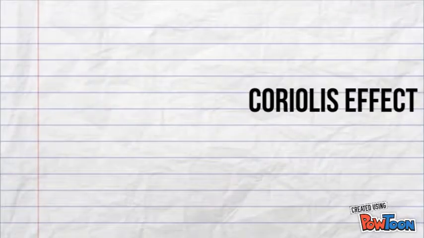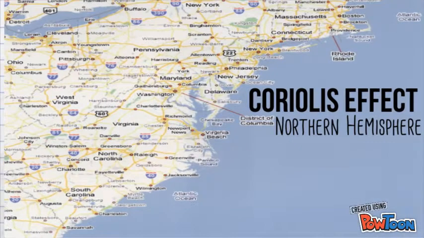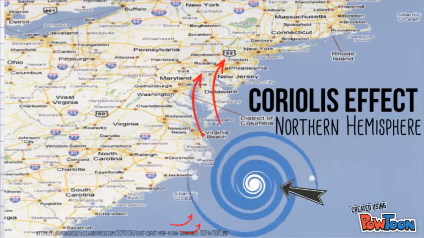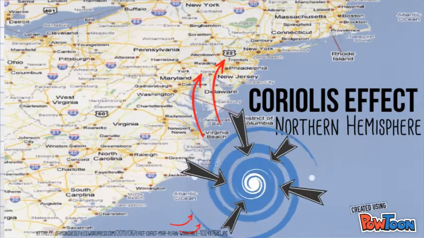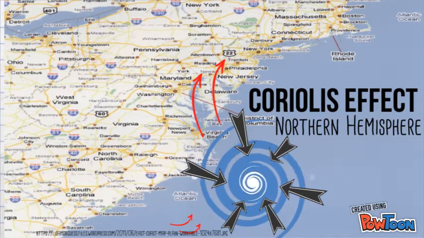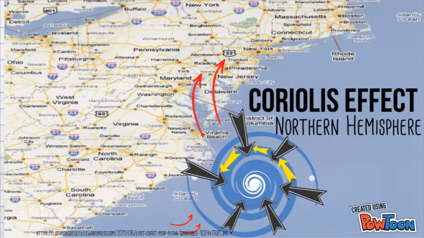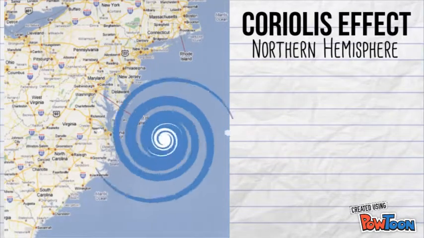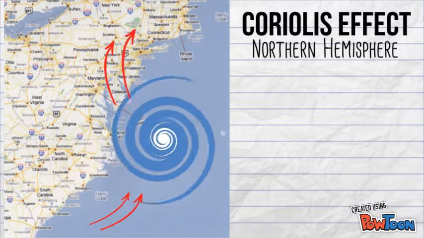The hurricane's direction is controlled by the Coriolis effect. The hurricane is in the northern hemisphere, so the winds being pulled towards the area of low pressure in the center, shown by the black arrows, are being deflected to the right. This causes the circular motion of the hurricane winds, as shown by the yellow arrows. This counterclockwise motion sets the hurricane on a path towards the east coast, as shown by the red arrows.